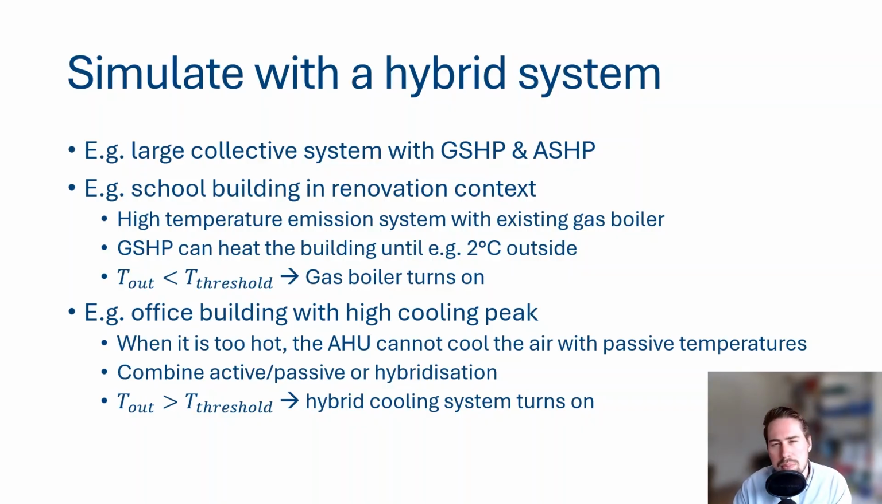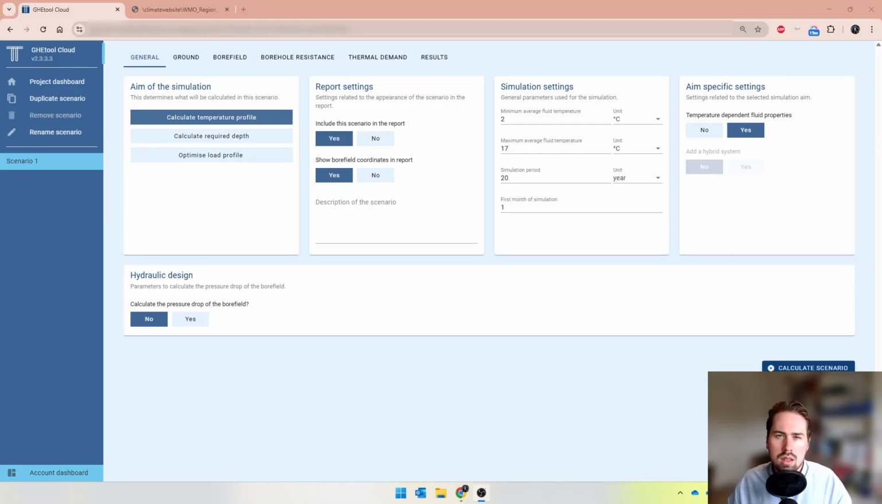I suggest we jump into GHEtool and I show you how you can use this module for your own project. So here we are in GHEtool. I created a new project, and as you can see on the right, we have this new option to add a hybrid system. Now it's disabled for the moment because you need to have an hourly load profile in order to use it.